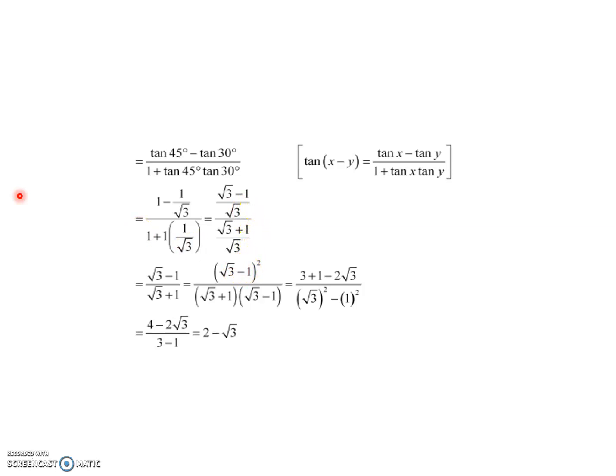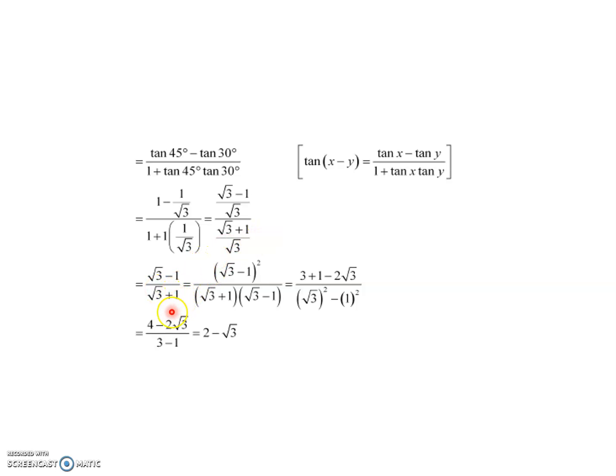Simplification we have to start. In the numerator, (root 3 − 1) upon root 3 remains the same, after taking the cross multiplication of root 3 into 1. So we have to be careful about that. Tan 45 is 1, tan 30 is 1 upon root 3, cross multiplication gives (root 3 − 1) upon root 3. Next, in the denominator, 1 plus tan 45 into tan 30, we take the cross multiplication, (root 3 + 1) upon root 3.